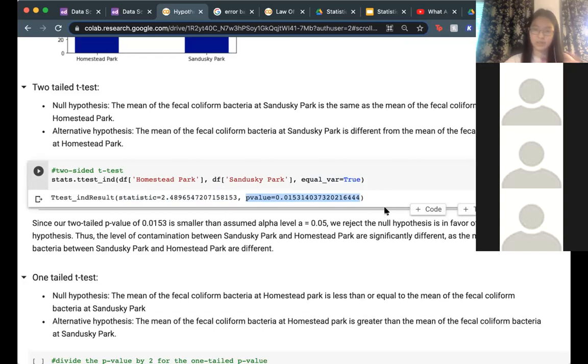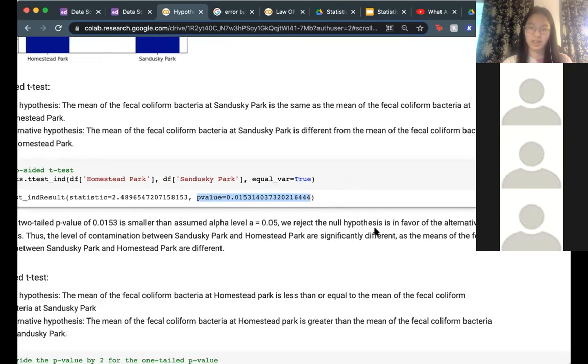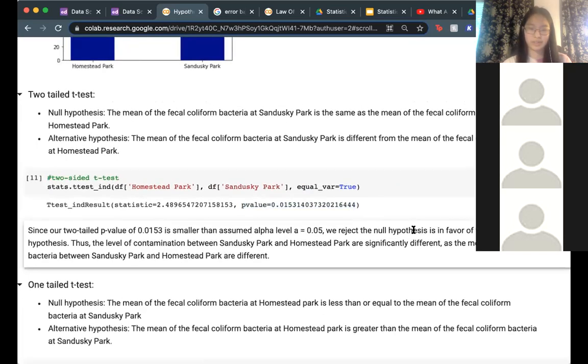If you look at the p-value, 0.0153. If you remember, we assume an alpha level of 0.05. That is smaller than the alpha level. So what we can do here is reject the null hypothesis in favor of the alternative hypothesis.